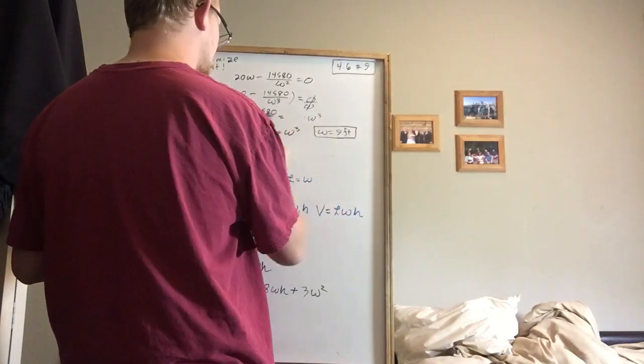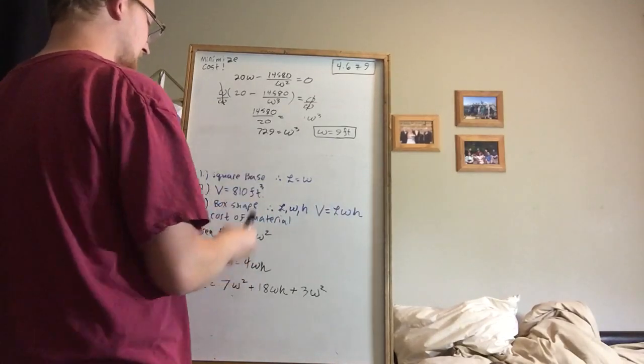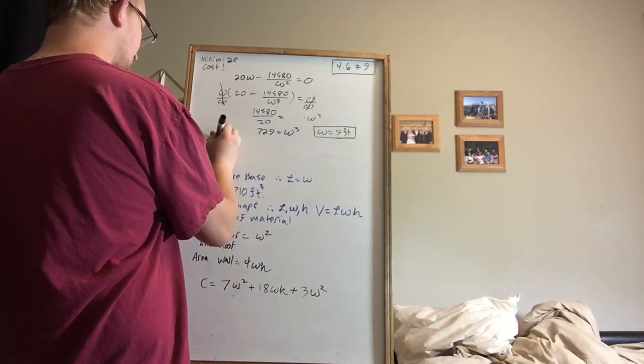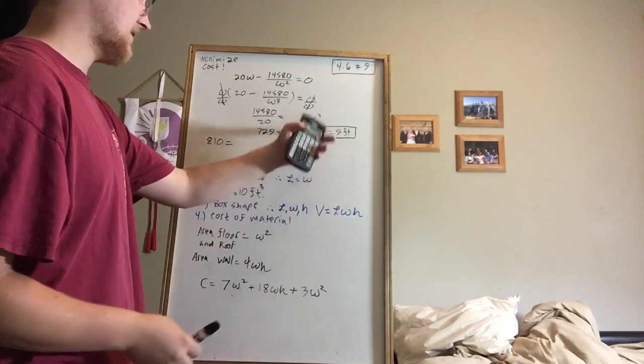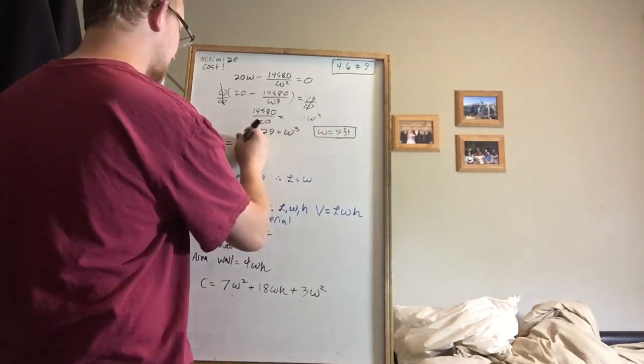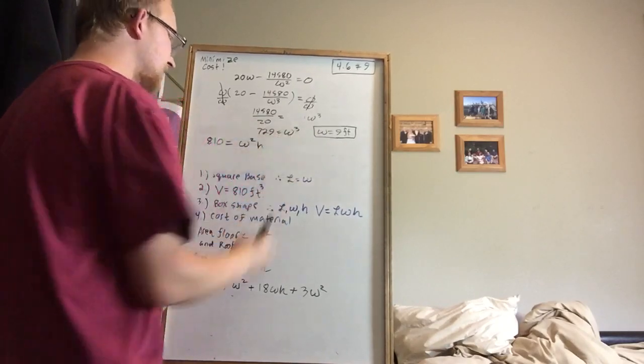Next question is going to be about the height. What's the height? Well, we know that volume is 810, right? And that volume is equal to length times width times height. Well, our length and our width are both the same length. They're 9 feet, so that's w squared, and then times the height.